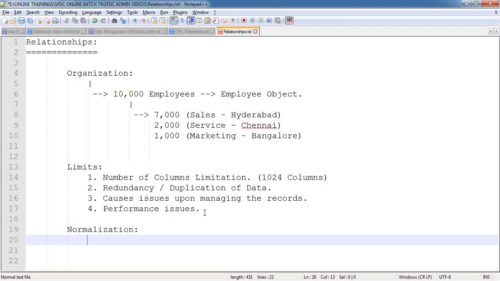So to avoid these kinds of problems, instead of storing the whole data inside a single table, I would like to store this data in multiple tables. I would like to split the data into multiple tables. For that, they have introduced a feature called normalization, which allows you to split the data from one table to multiple tables.